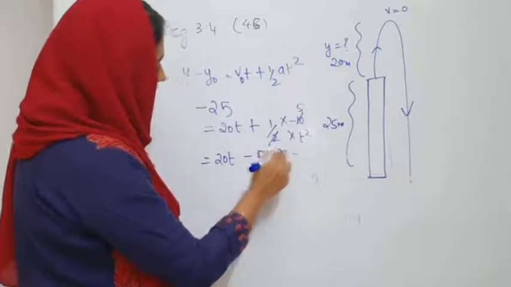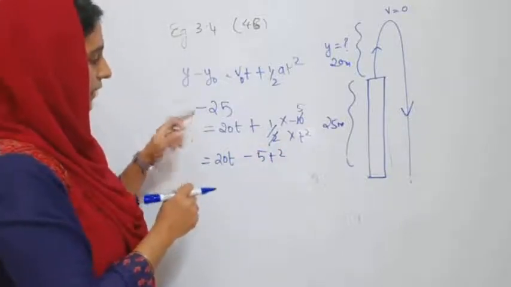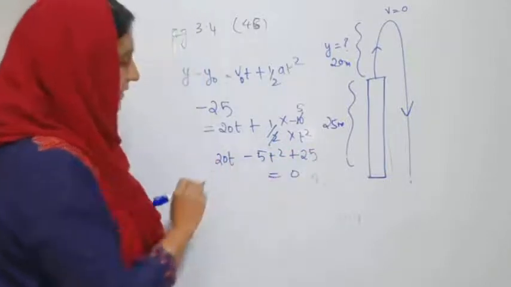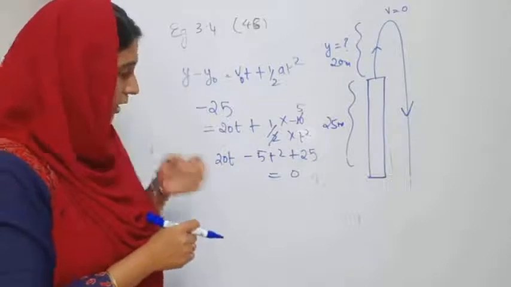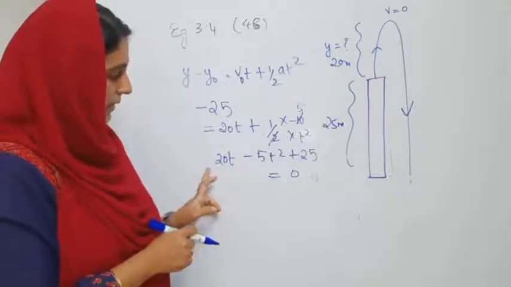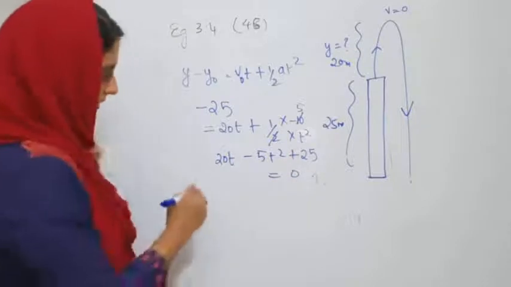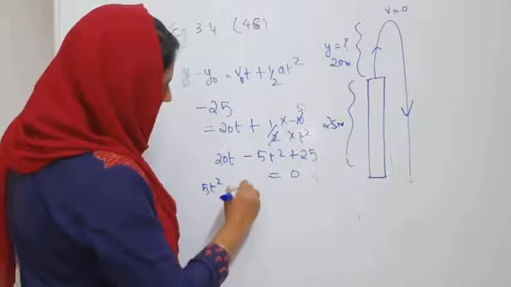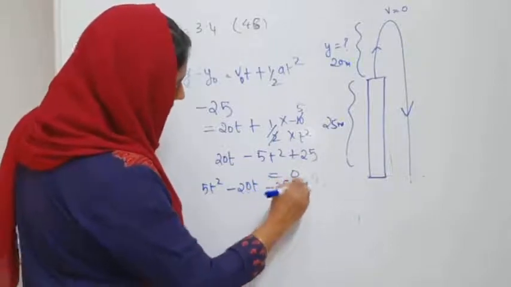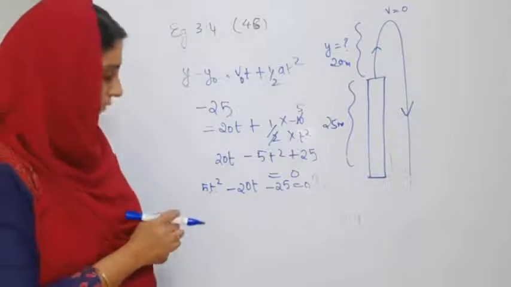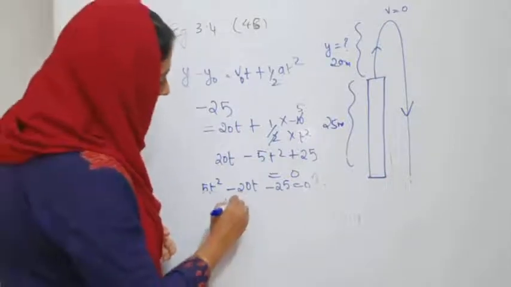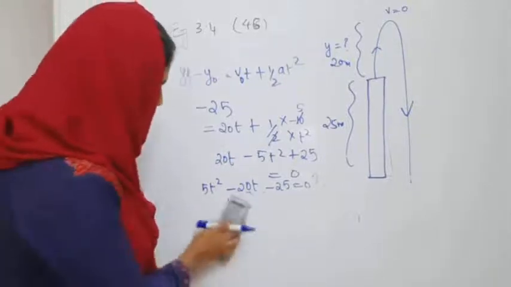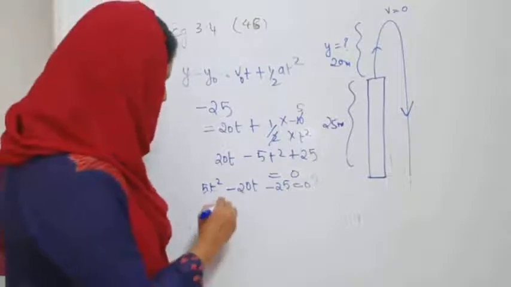5t square, and you can take this minus 25 to the other side, it will become plus 25 is equal to 0. So we can just rearrange this as 5t square minus 20t minus 25 is equal to 0, isn't it? 5t square minus 20t minus 25 is equal to 0. So this is the quadratic equation in t, and we can solve for this. You can simplify it again by dividing throughout by 5.